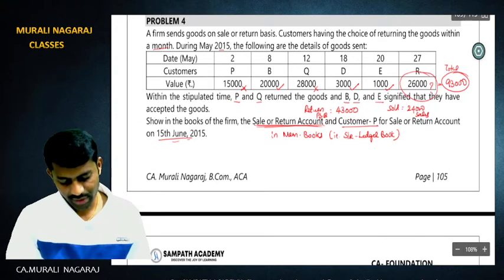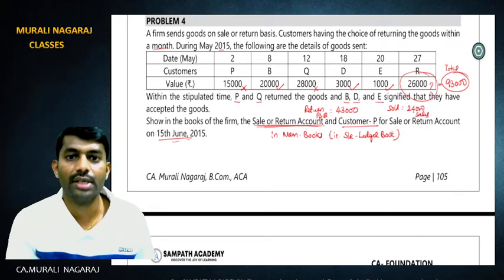Stock with customer is 26,000. Goods returned is 43,000. Goods accepted is 24,000.